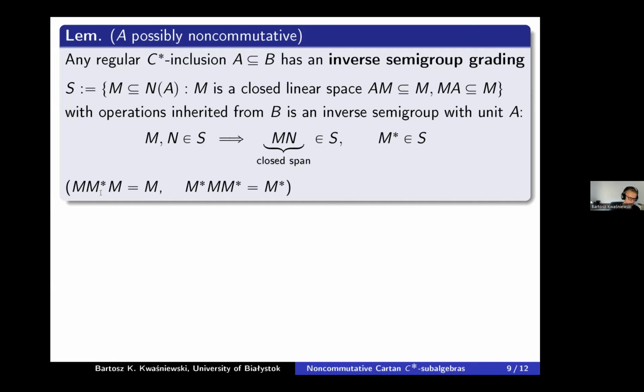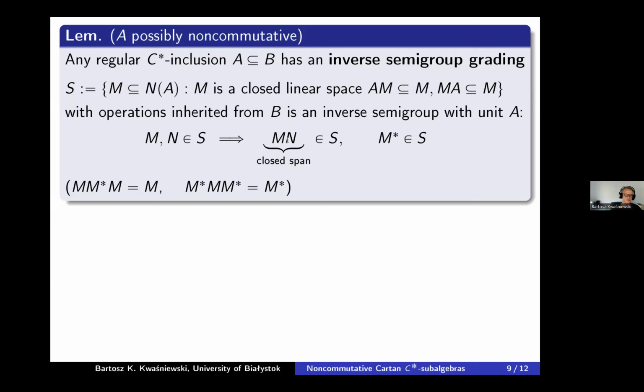Do you impose those relations? I mean, you only consider those M's that satisfy that, or does every such M satisfy that? I consider only M's consisting of normalizers, such that M is a closed linear space and it is an A-bimodule. And then automatically, for such M's, this is an inverse in the semigroup sense.